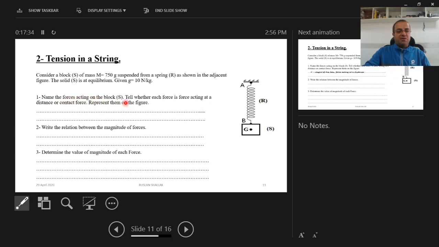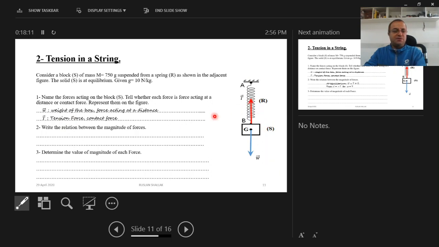Name the forces acting on the block S. So S is under the action of two forces, its weight and the tension. Let's start with the first one, weight of the box, which is a force acting at a distance, and the tension force, which is a contact force. And let's represent them now. Weight is vertically downward starting from the center of gravity of S, and the tension is vertically upward starting from the point of contact between the spring and the solid S, and this is the tension.